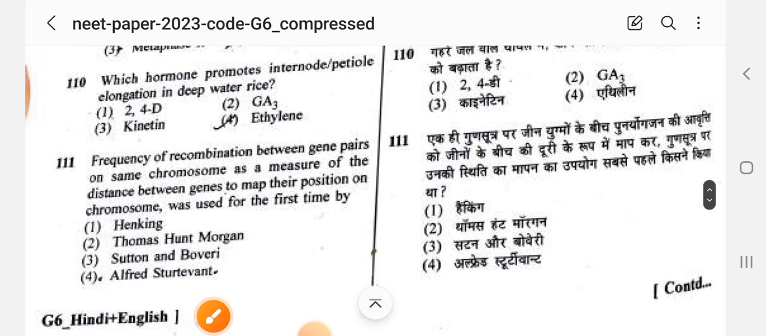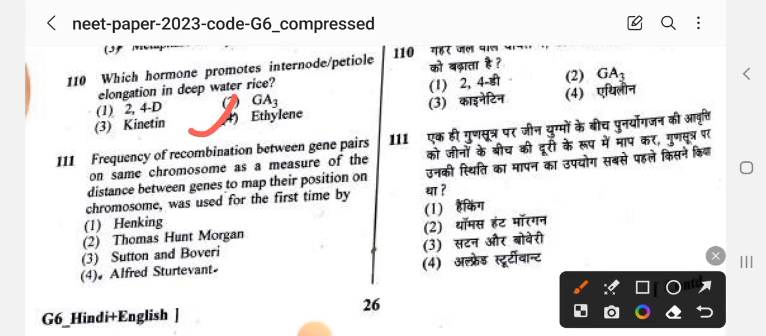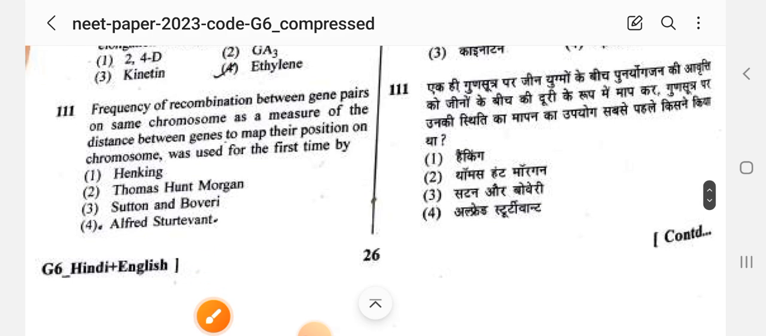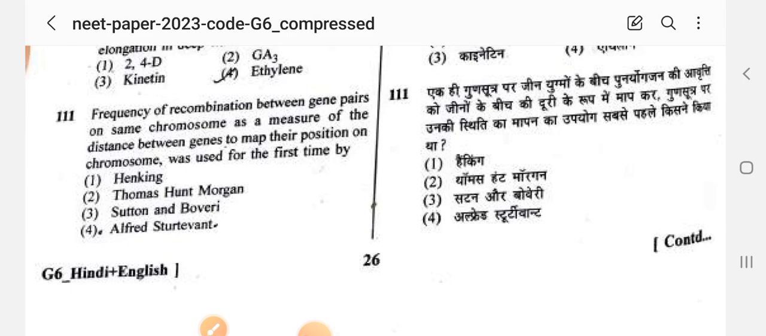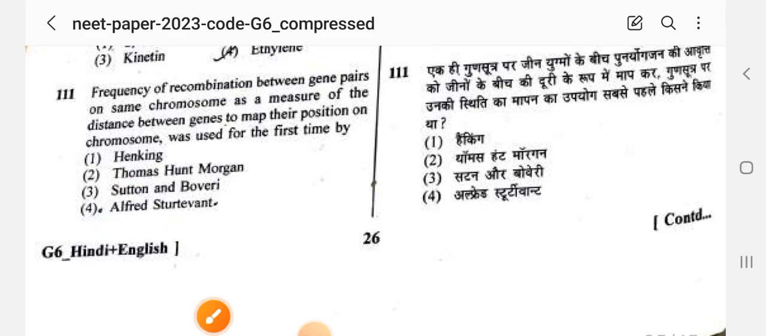So next is which hormone promotes internode and petiole elongation in deep water rice? So this is ethylene. So frequency of recombination between gene pairs on the same chromosome as a measure of distance between genes to map their position on the chromosome was used for the first time by, D is the answer, Alfred Sturtevant.